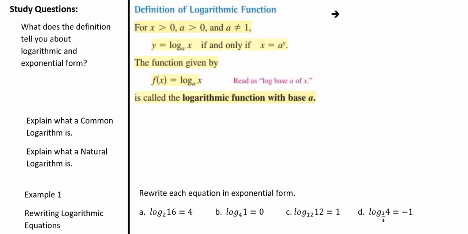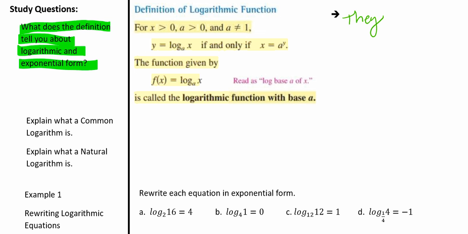The function given by f of x equals the log base a of x is read as the log base a of x, and it's called a logarithmic function with base a. So what exactly does the definition tell you about a logarithmic and an exponential function? It should tell you that they are inverses of each other, which can be really helpful.